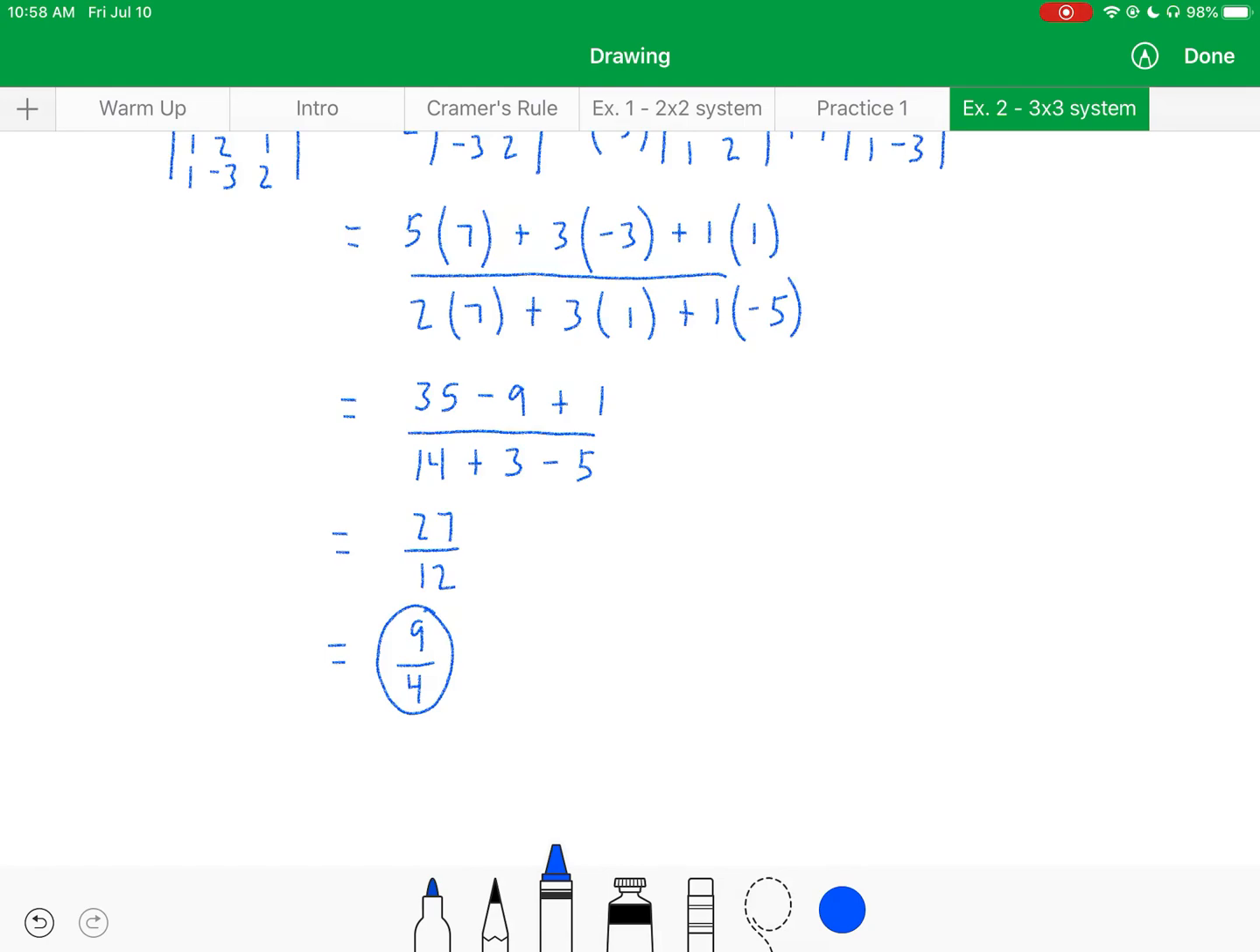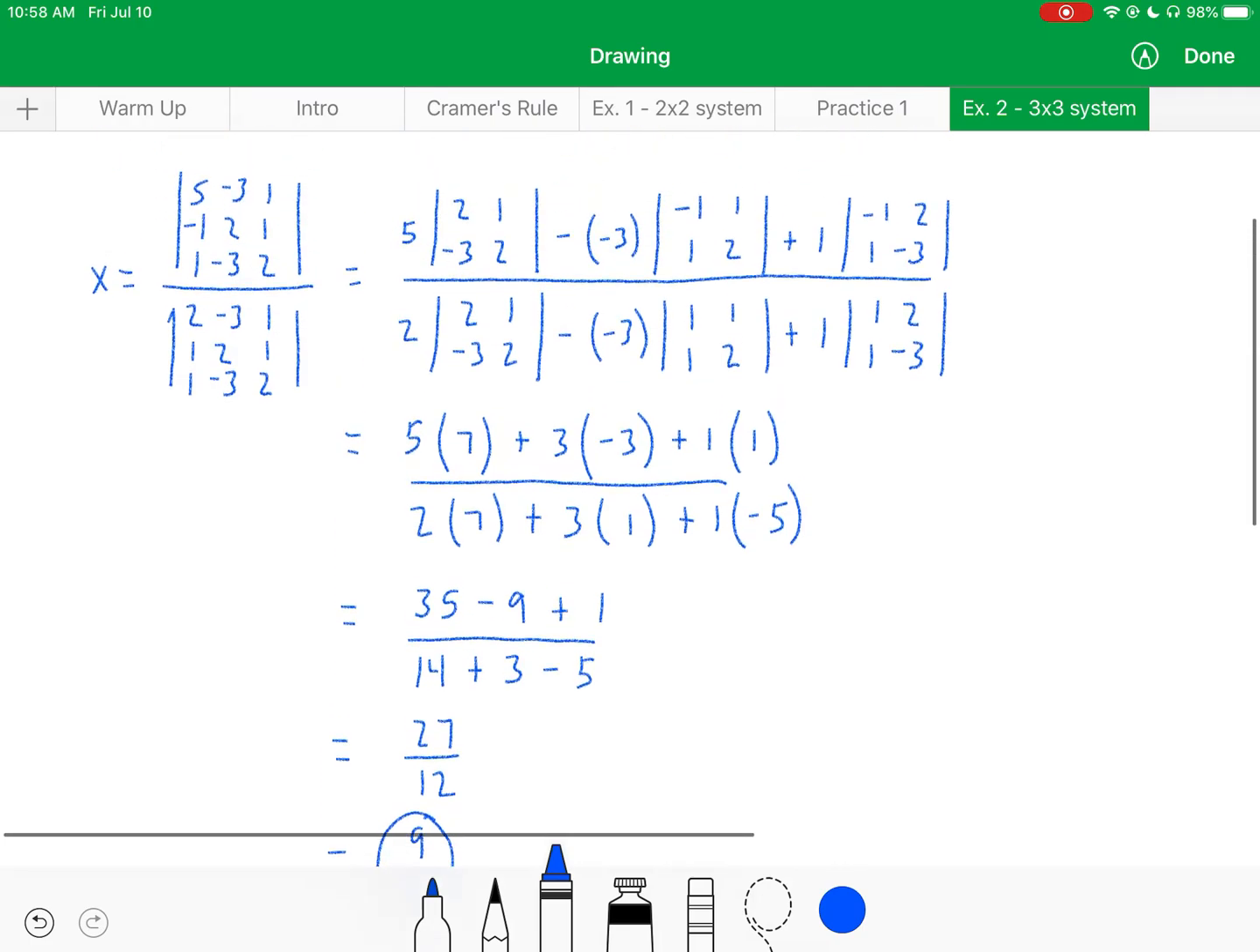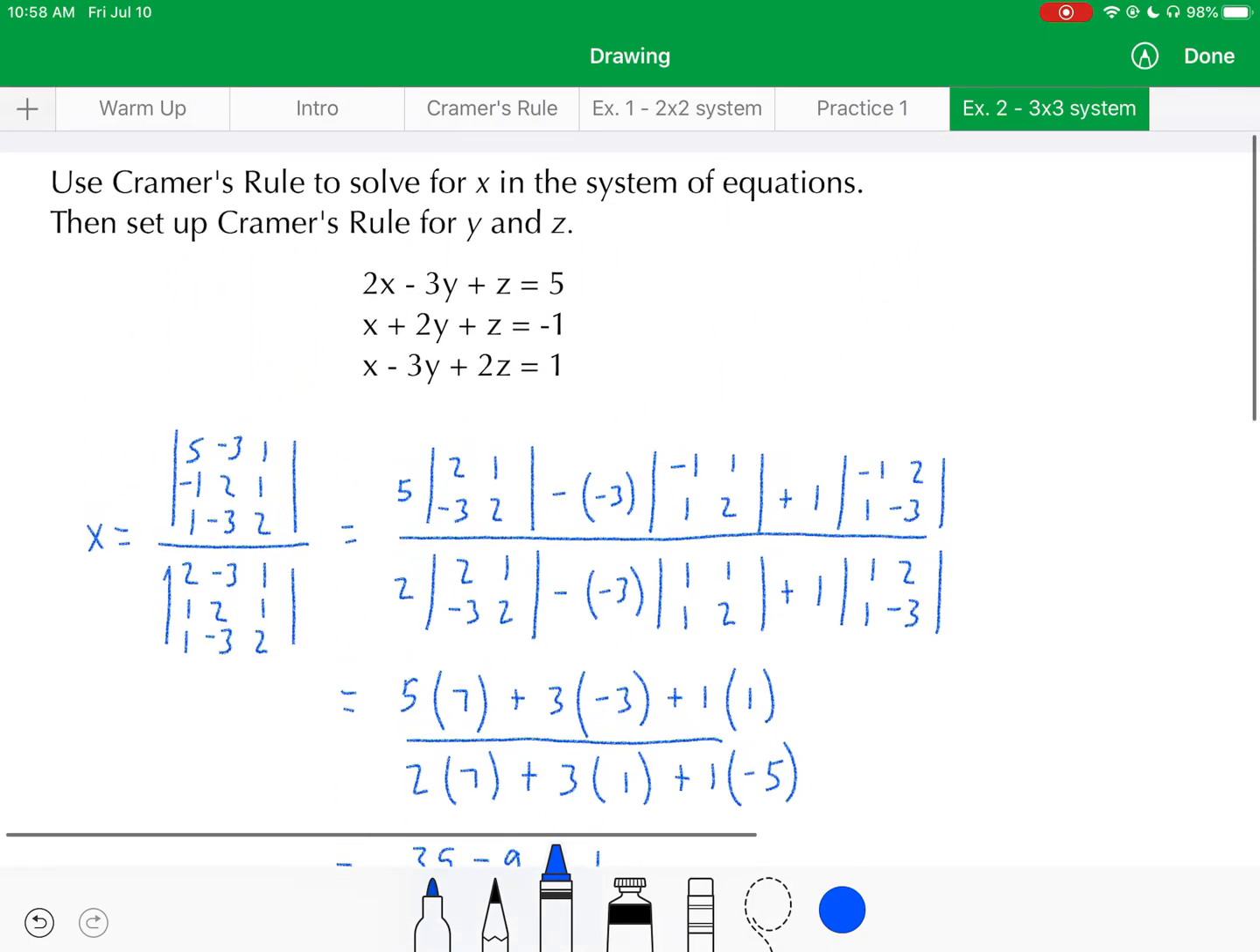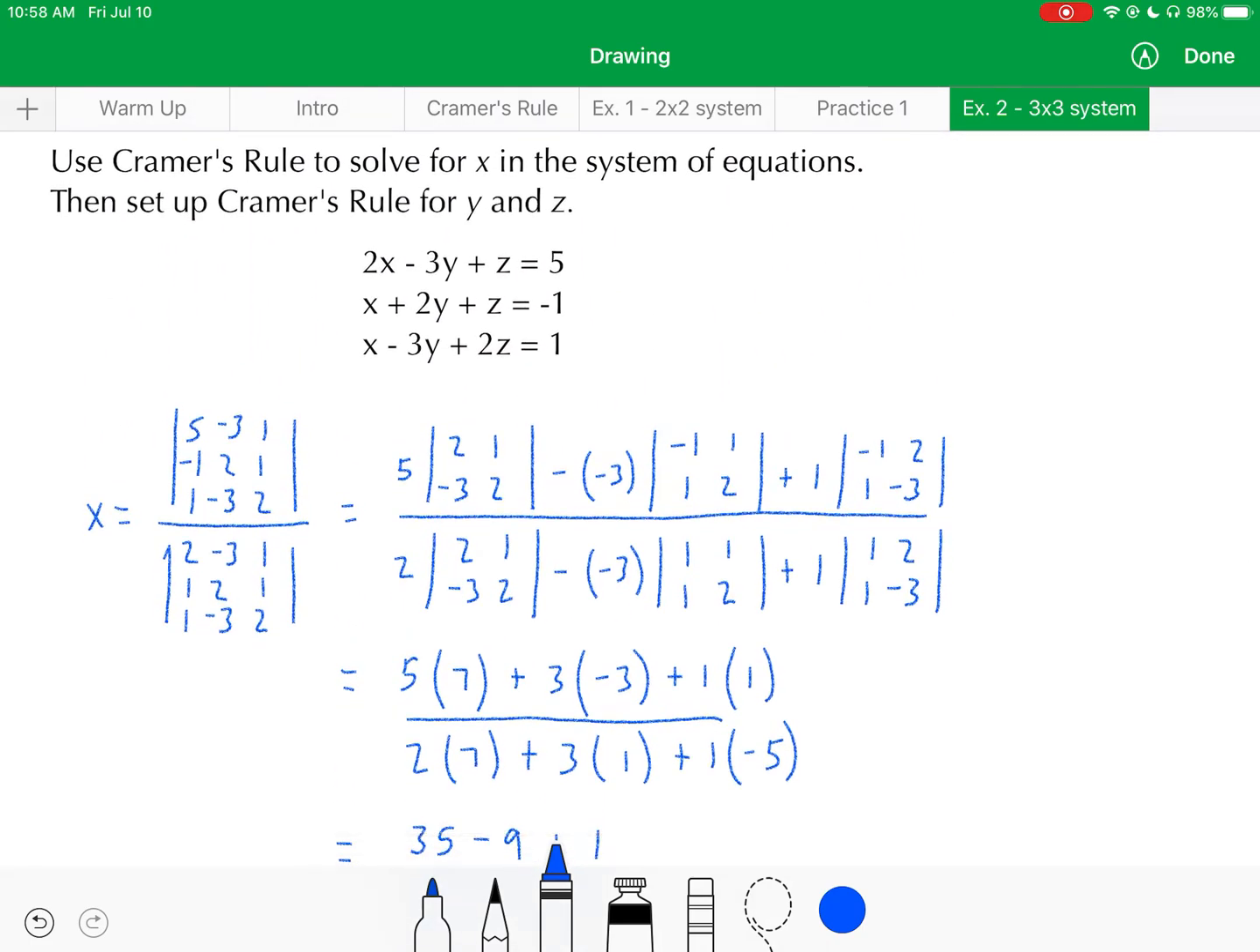Okay, so let's say I now want to solve for y or for z, okay? So a couple different approaches you could take. You could use the value of x that we just found, so the 9/4, and you could plug it in to x in any of the three equations.